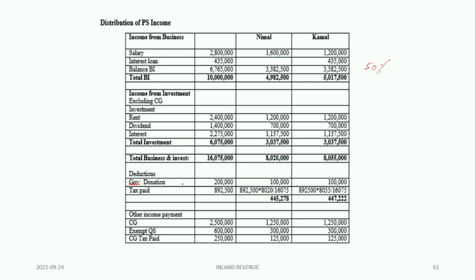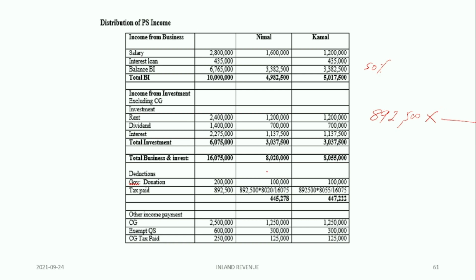Deductions: the donation made to government is again shared 50% each. Tax paid, tax credit, the payment of tax credit. Now here 892,500. This tax credit is given to Nimal based on the receipt he gets from the partnership income.